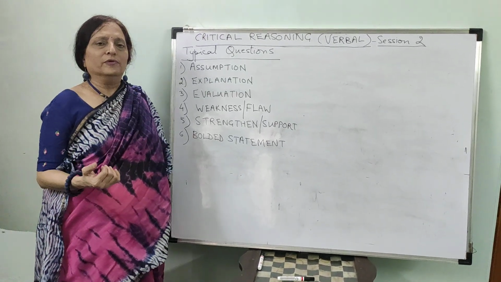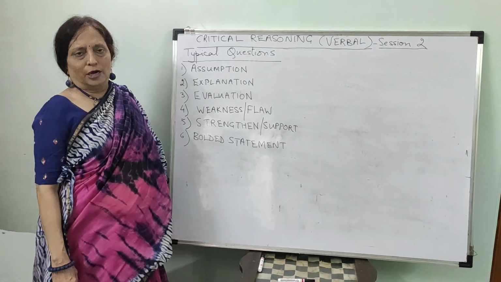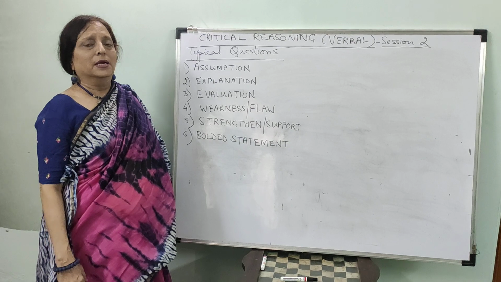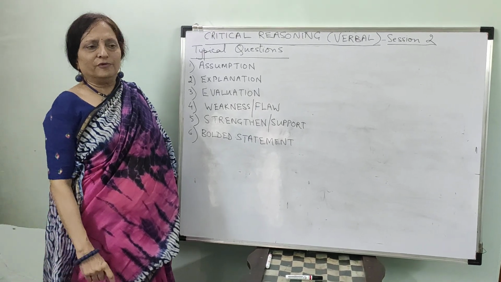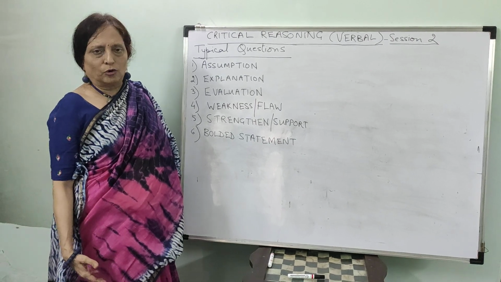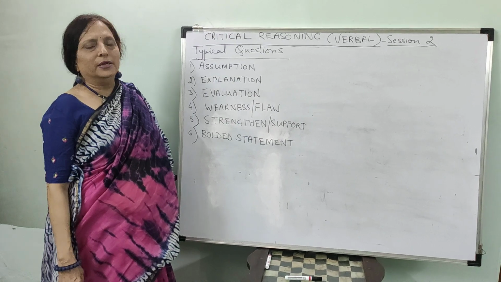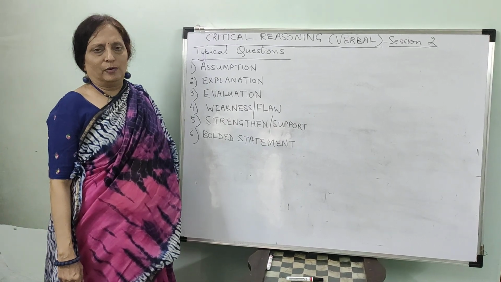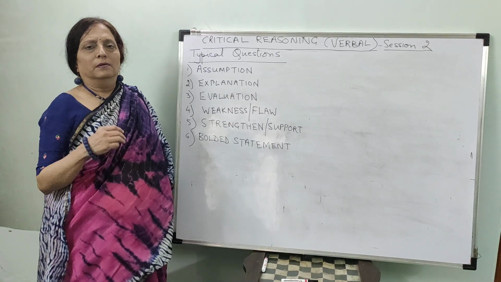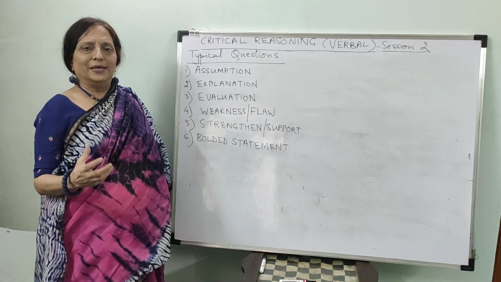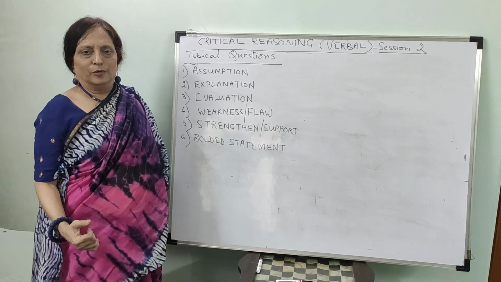Next we come to one of the commonest questions, which is find out the weakness or flaw in the argument. Which of the following is a weakness of the argument? Strengthen, support means which of the following would make the argument stronger, which of the following would support the argument, and finally bolded statement, which is a very rare question type in which you are given a statement which is partially in bold or completely in bold. More than one statement can also be bolded in the argument.